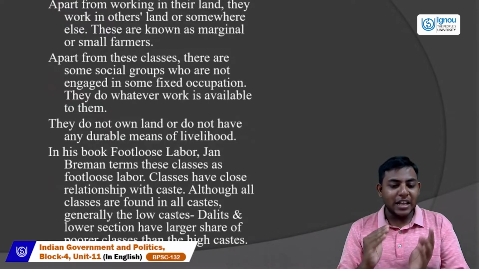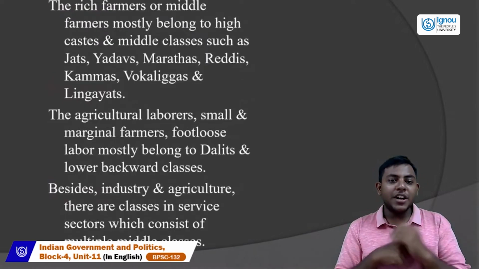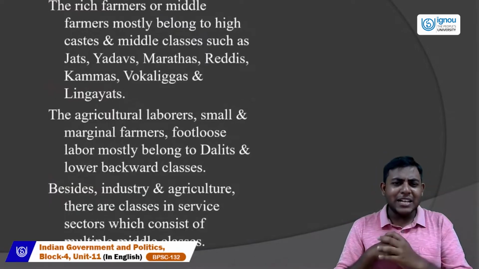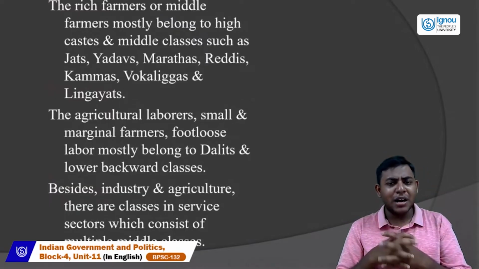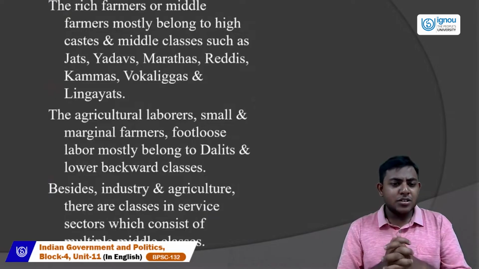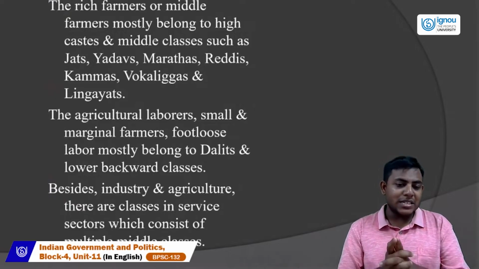and although all classes are found in all castes, generally the lower castes, that is the Dalits and the lower sections, have a larger share of poorer classes than the high castes. So the rich or middle farmers mostly belong to high castes and middle classes such as Jats, Yadavs, Marathas, Reddis, Kammas, Bokaligas and Lingayats. The agricultural laborers, small and marginal farmers, and footloose laborers mostly belong to Dalits and lower backward classes.